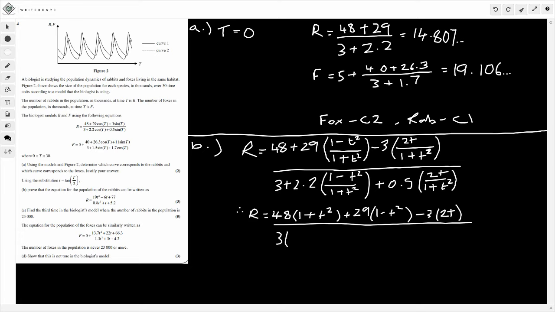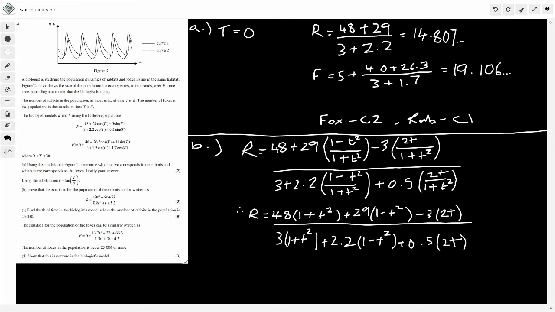Again, we multiply through in the denominator as well, so where you've got 1 plus t squared, we'll do the same here. We times through the full expression by 1 plus t squared. So 1 plus t squared, plus 2.2 lots of 1 minus t squared, because this denominator cancels here now. And then finally, we're going to have 0.5 times 2t.